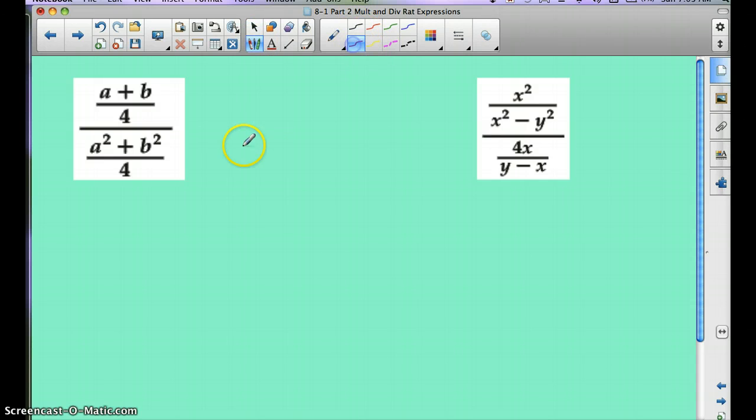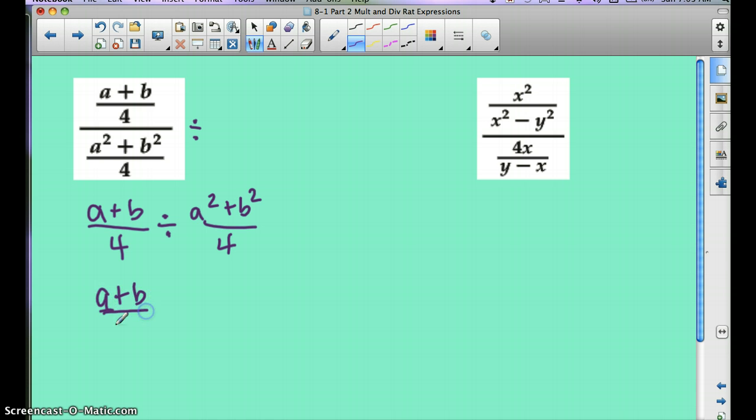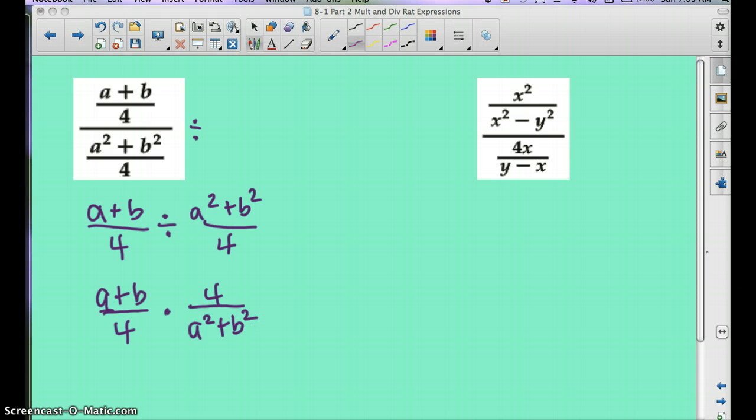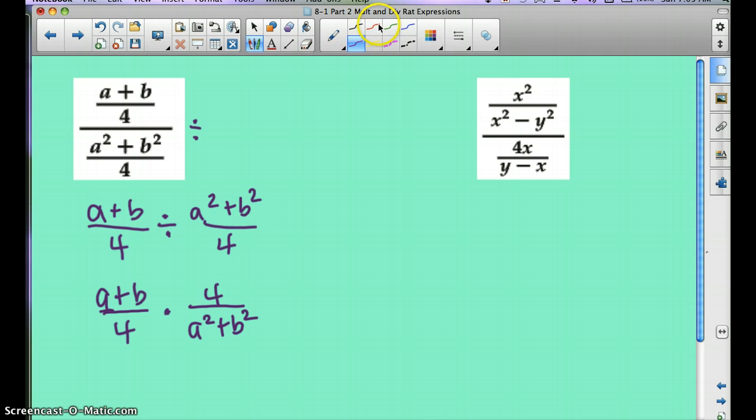So what we can do, we need to remember that this fraction bar right here means division. So let's rewrite the problem as (a plus b) over 4 divided by (a squared plus b squared) over 4. So when we do that, we'll have (a plus b) over 4 times 4 over (a squared plus b squared). Because remember, dividing fractions is easy as pie, we flip the second and we multiply.